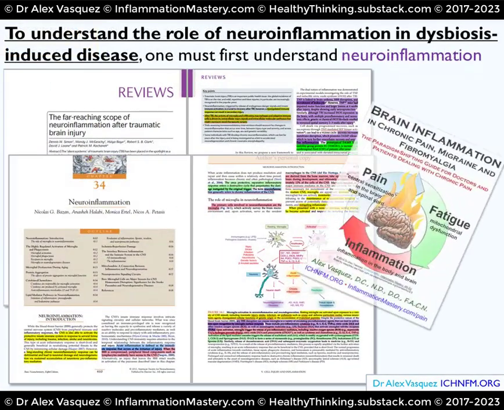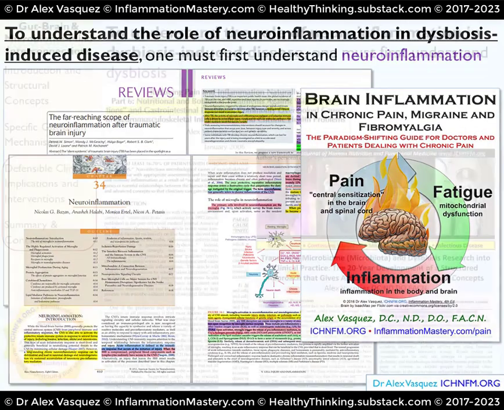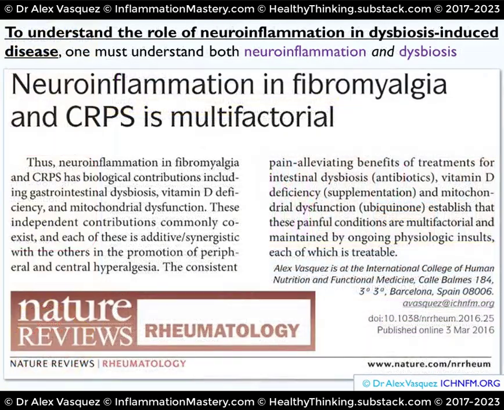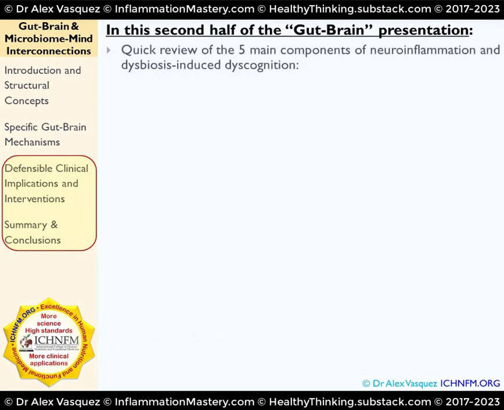To understand the role of neuroinflammation in dysbiosis-induced disease, one must first understand neuroinflammation. And then to understand the role of neuroinflammation in dysbiosis-induced disease, one must understand dysbiosis. If you want to connect those two together, then I think we have the opportunity to gain some unique insights into common conditions, such as depression, anxiety, persistent pain, including fibromyalgia, chronic fatigue syndrome, and also complex regional pain syndrome. I'll talk about all of those today. So this is the second half of the gut-brain presentation.